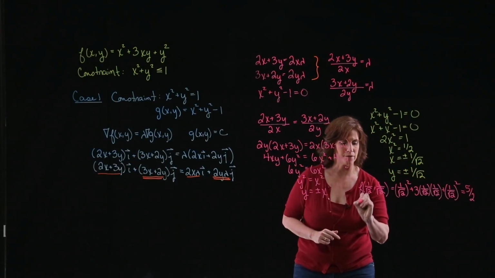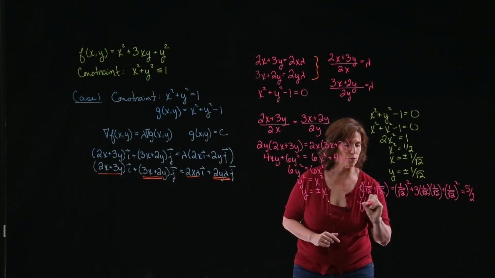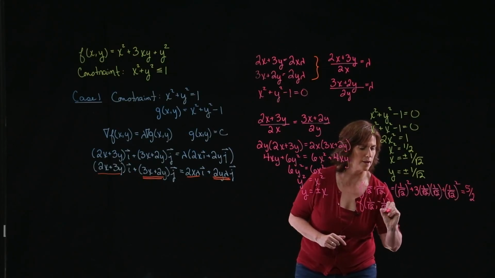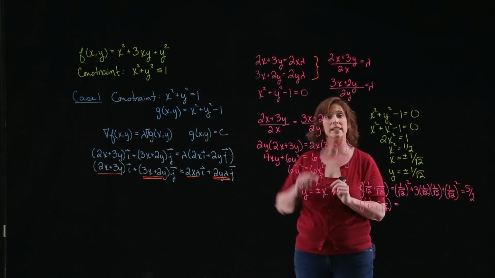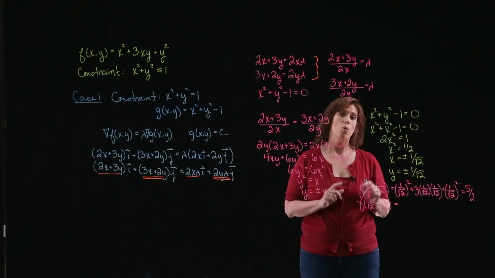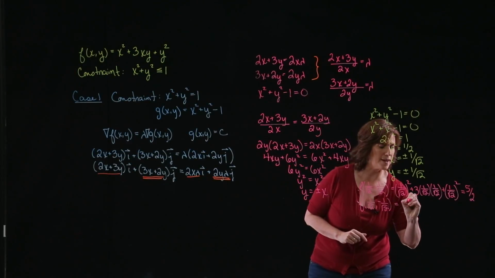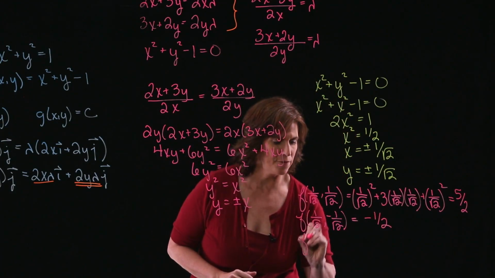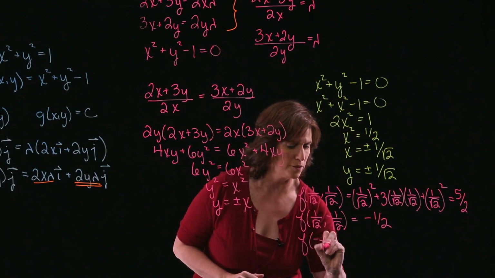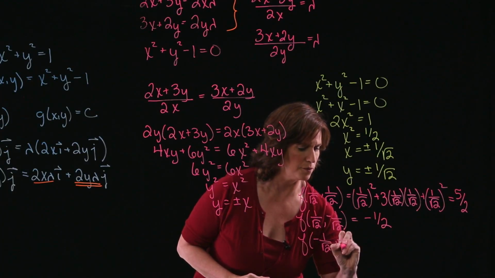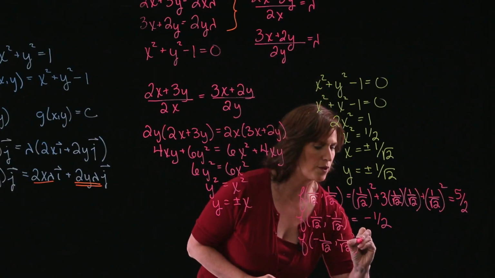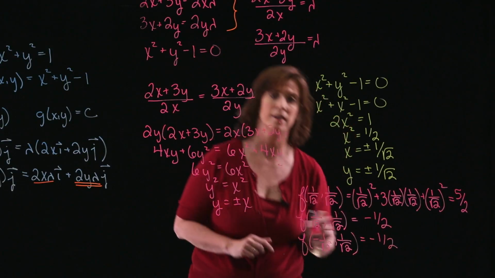Now I'll try f of 1 over root 2 and minus 1 over root 2. Again, I'm just plugging it into the original function f. When I do that, I end up with a negative 1/2. If I try f of minus 1 over root 2 and 1 over root 2, again just plugging this into the original function, I'm going to end up with a negative 1/2.